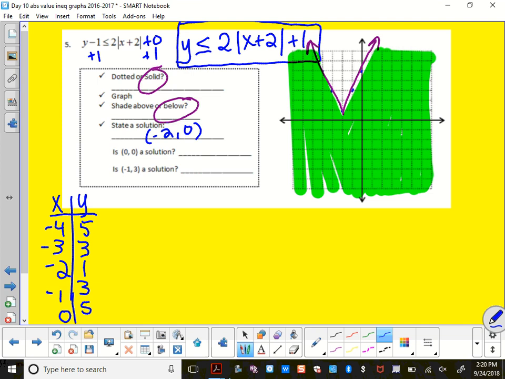Alright, is 0, 0 a solution? Right there. Is it in the shaded part? Yep, so it is. What about -1, 3? It's on the line. If it's on the solid line, does that count? Yes. On the solid line counts because remember it is or equal to, so it could be equal to it.